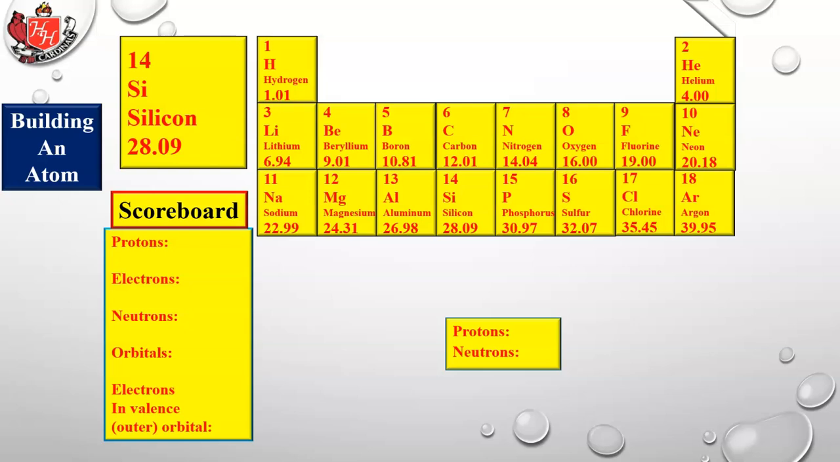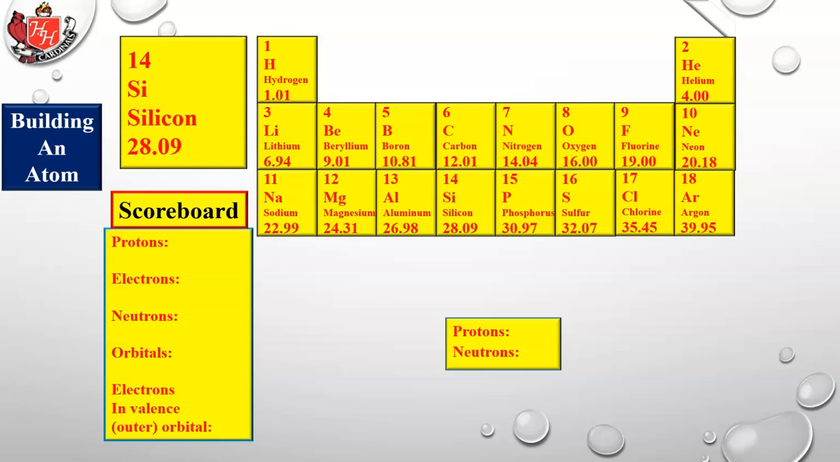It has an atomic mass of 28.09. And so we're going to round that number in a minute, and I'll explain why that is. You'll understand that at a later time. Okay, so here we go. What we're going to do is keep a scoreboard of how many protons silicon has, how many electrons, neutrons, how many orbitals, and how many are valence electrons, because remember, those are the most important electrons.